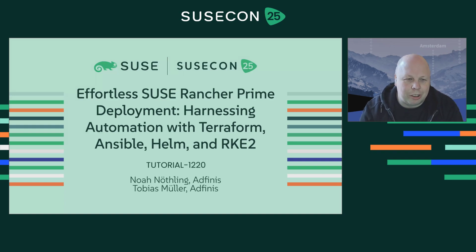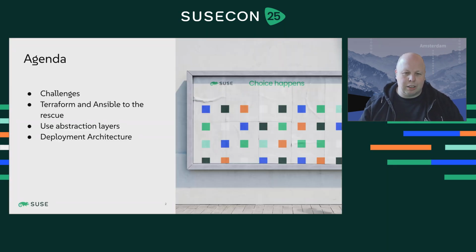In this session, we will show you a little bit how to effortlessly deploy SUSE Rancher Prime with tools like Terraform, Ansible, Helm, and RKE2. Our agenda today covers the challenges, how especially Terraform and Ansible can help us automate the first deployment of SUSE Rancher Prime. Then we will take a quick glance at the abstraction layers to easily automate all of this for multiple hypervisors or hyperscalers. And then we will show you a little bit about the deployment architecture of our automation.